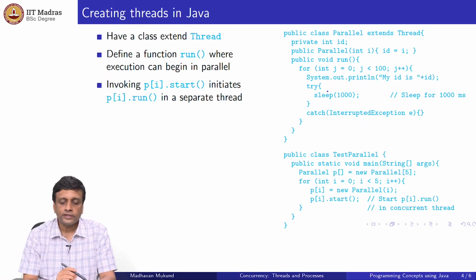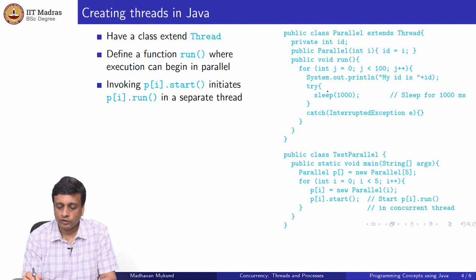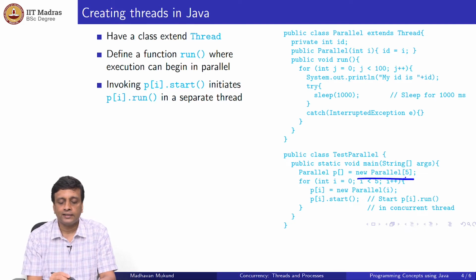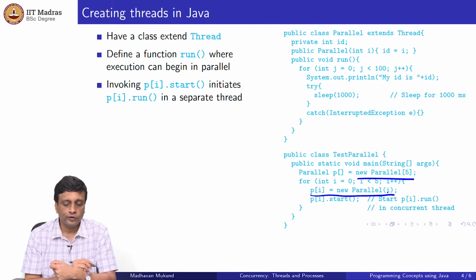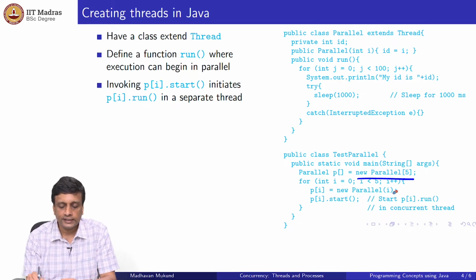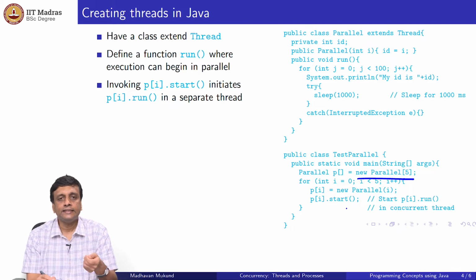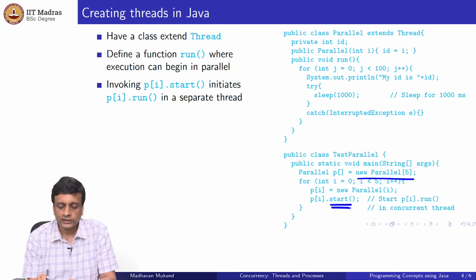Now to invoke this, we have to create, of course, these objects of type parallel and then start them off. So this is what we do. For instance, we could create 5 parallel threads in our main. For each of them, we assign this array to be a new parallel object with identity i. So we have got an identity 0, 1, 2, 3, 4. And now the crucial thing is that we have to initiate these threads. And the way we do that is by calling this very special function called start.